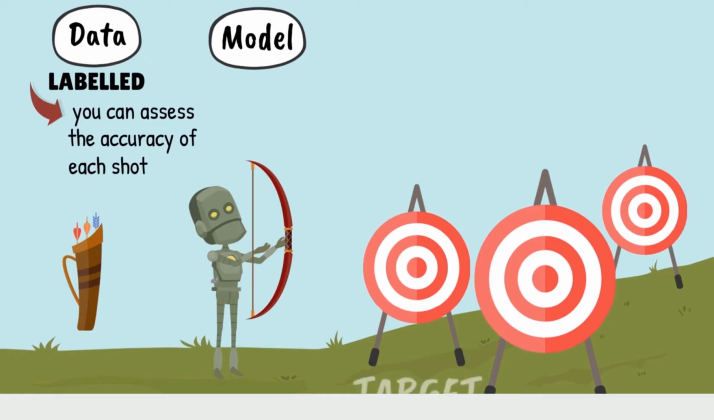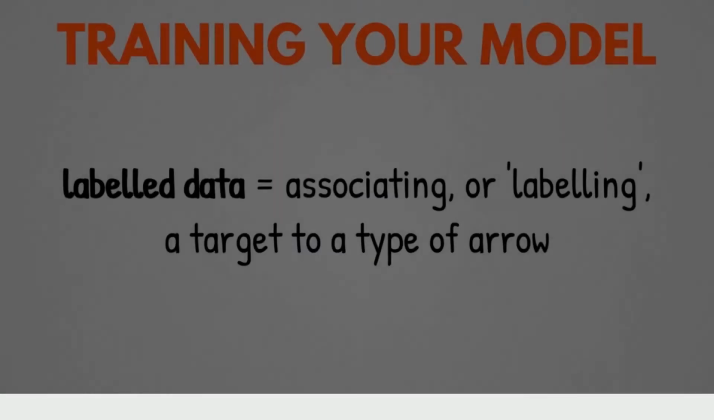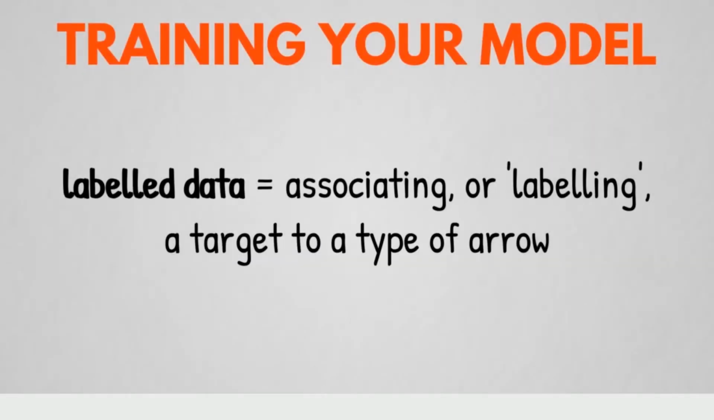In fact, there isn't a single target. Different arrows have their own targets. To clarify the concept, let's check what the robot sees when shooting. The ground, a target at a short distance, a target at a further distance, a target hanging on a tree far behind it, a house to the side, and the sky. So, having labeled data actually means the following: associating or labeling a target to a type of arrow.